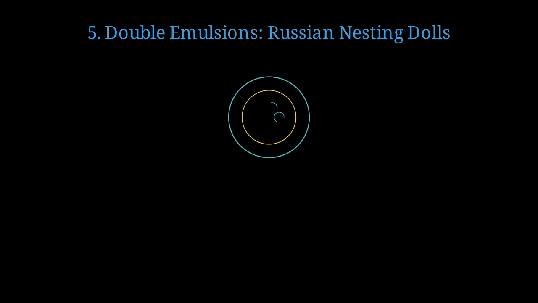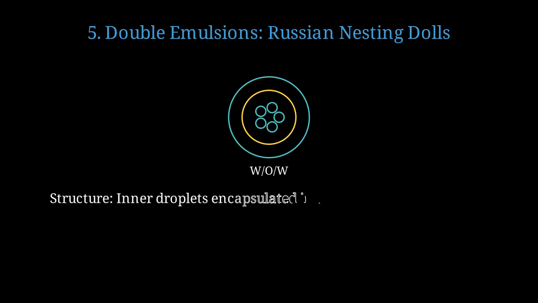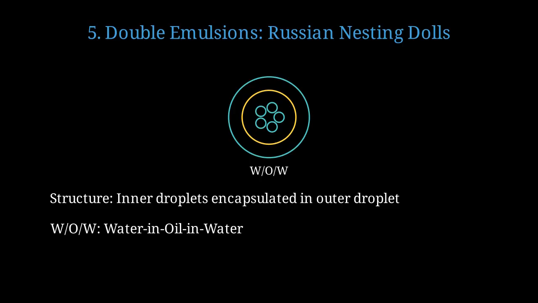Double emulsions are like Russian nesting dolls made of liquids, with droplets inside droplets. A water in oil in water double emulsion has water droplets inside an oil shell, all suspended in water. Like Russian nesting dolls, the structure consists of inner droplets of one phase encapsulated within an outer droplet of a different phase. WOW notation means water droplets inside oil, inside water continuous phase.